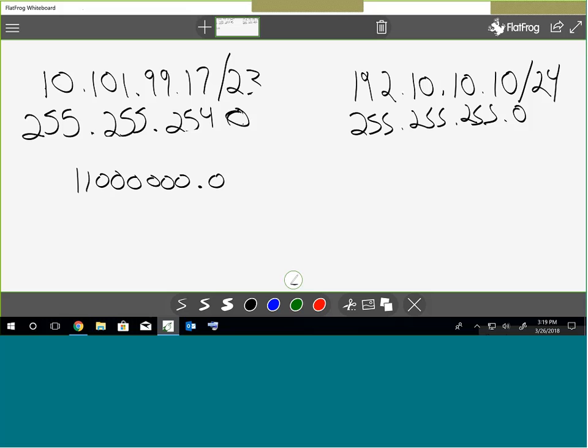So if I take 192, let's do 1, 2, 3, 4, 5, 6, 7, 8. Let's take 128, 64, 32, 16, 8, 4, 2, 1. Like I said, I wish I had $1 for every 1 or 0 I've ever put on the screen. I'd be rich.